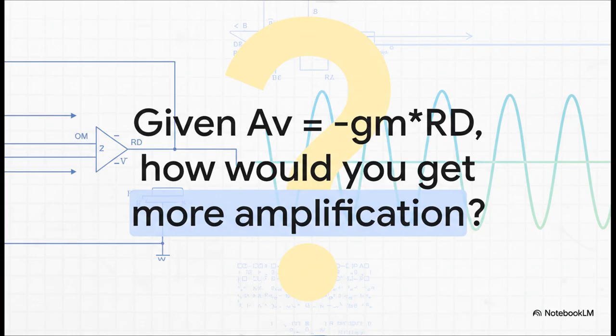And there you have it. We've gone from a simple problem, a whisper needing to become a shout, all the way to building and analyzing our very first amplifier. So I'll leave you with one final question to think about. You now know the gain is AV equals negative GM RD. If you needed more amplification, more gain, what would you change? What are the trade-offs? Something to chew on.